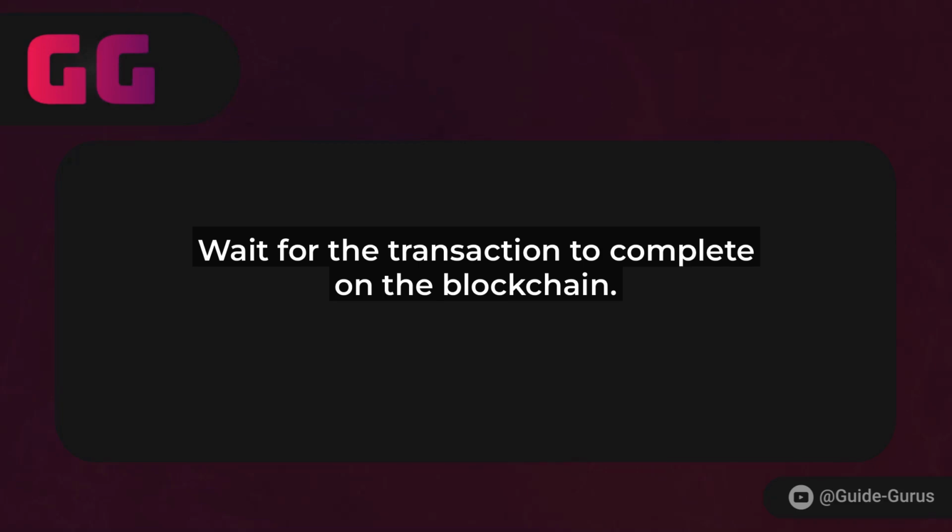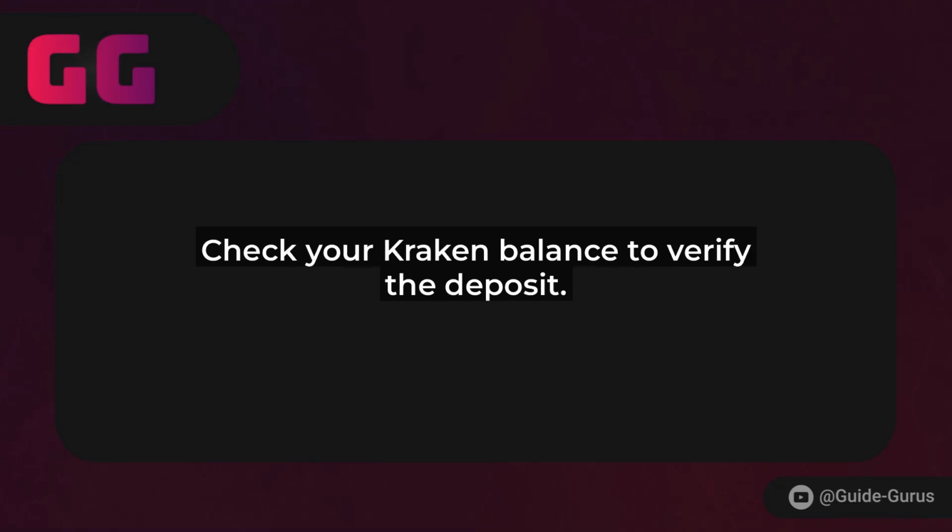And there you have it. That's how you transfer USDT from MetaMask to Kraken in 2025. It's quicker and safer than ever, but remember, crypto involves risks, so stay informed.